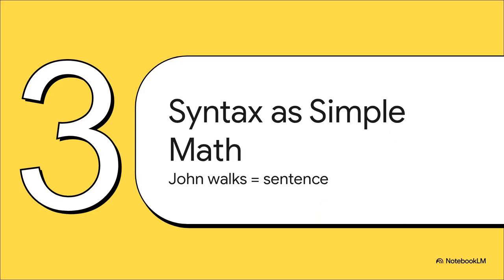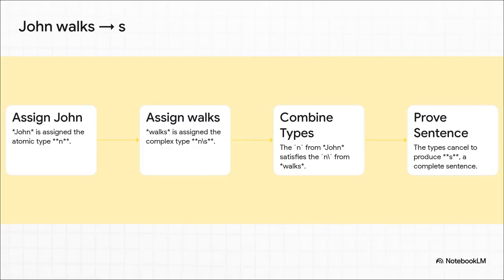All right, so we've got our complete pieces and our searching pieces. Let's put them on the board and see what happens. You're about to watch a simple sentence like John walks solve itself like a beautiful little math problem. It's really cool. Let's walk through this with John walks. We know John is a complete noun, so it's type N. The verb walks, well, that's incomplete. Its type is N\S, which means it is actively searching for a noun, N, to its left to make a sentence, S.